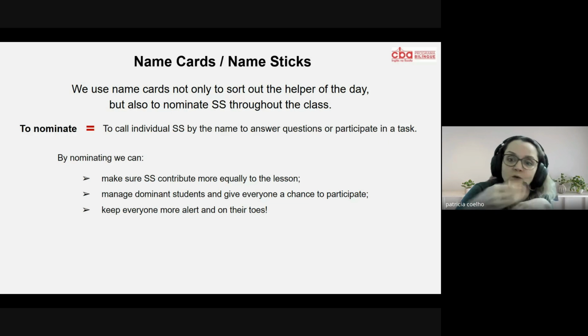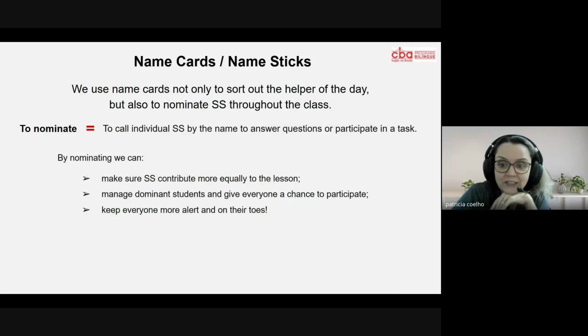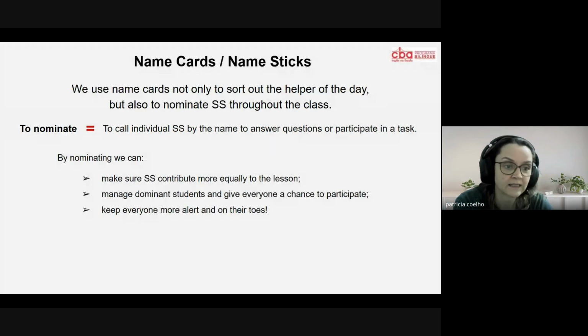By using name cards, name sticks throughout the whole lesson, we keep everyone more alert and on their toes. If everyone is more alert and on their toes because their name might be next, what do you think is going to happen with behavior? Do you think it's going to improve or get worse? Show your hands. Improve or get worse? Improve. Thanks, Felix. So if everybody is engaged and more alert, behavior tends to improve. All right?